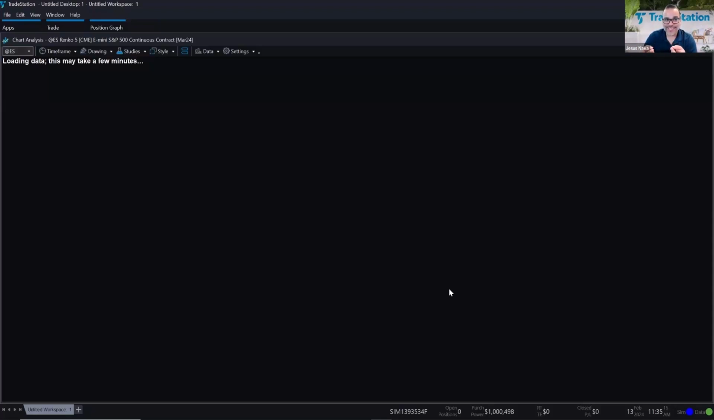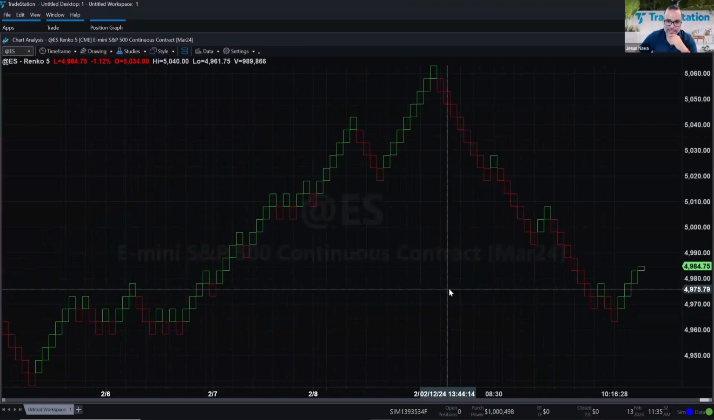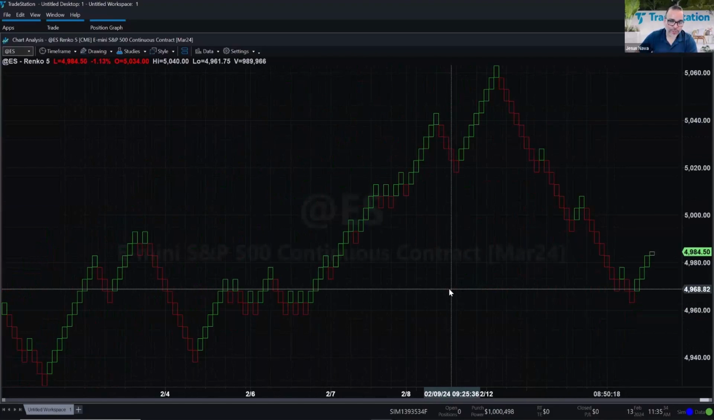You can see how long this takes. I had already loaded the one tick data before I started the class, so it loads a little bit faster, but still you can see how long it takes for the chart to load all those 6 months of historical data. But this is how the Renko chart looks.